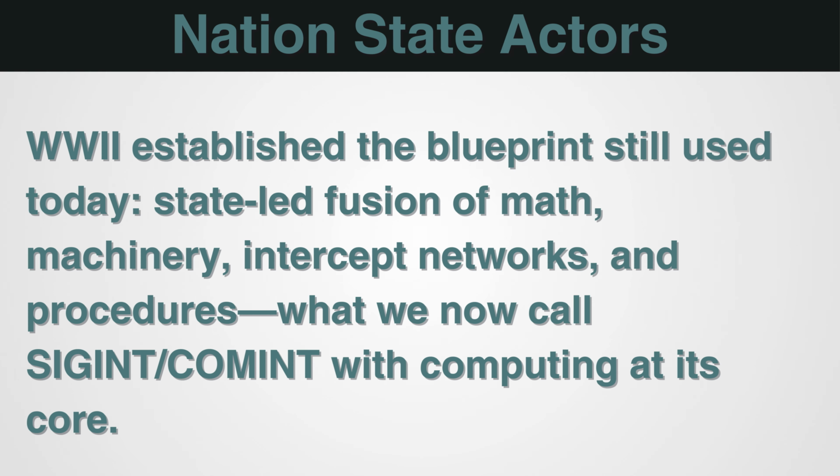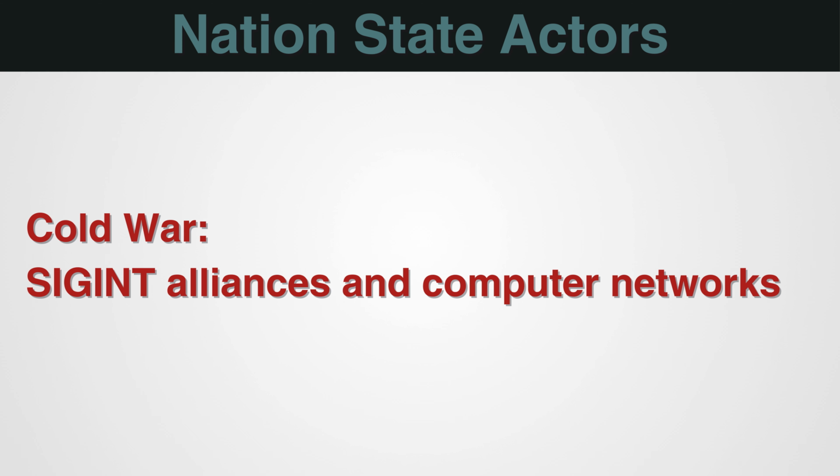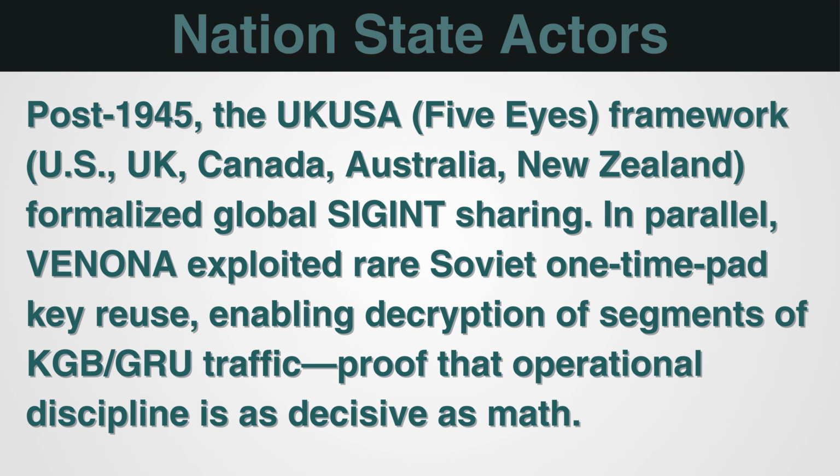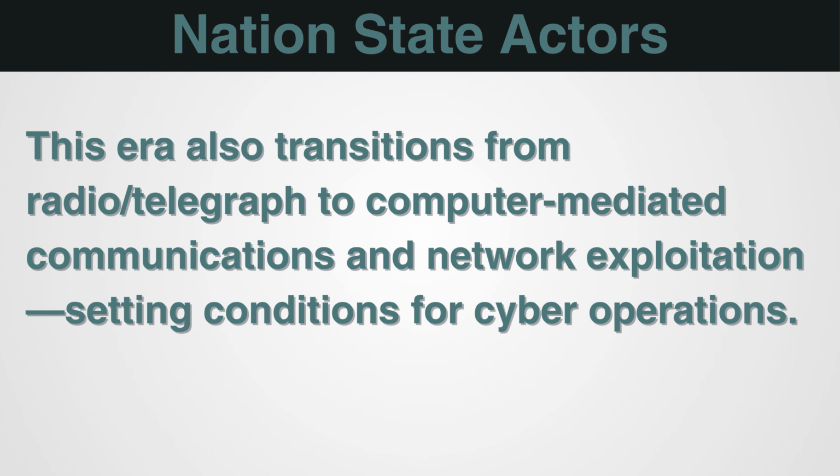So World War II establishes the blueprint still used today. State-led fusion of math, machinery, intercept networks, and procedures, what we now call SIGINT and COMSEC, with computing at its core. And then post-1945, the UK-USA Five Eyes framework, US, UK, Canada, Australia, and New Zealand, formalized global SIGINT sharing. In parallel, Venona exploited rare Soviet one-time pad key reuse, enabling decryption of segments of KGB and GRU traffic, proof that operational discipline is as decisive as math. This era also transitions from radio telegraph to computer-mediated communications and network exploitation, setting conditions for cyber operations.